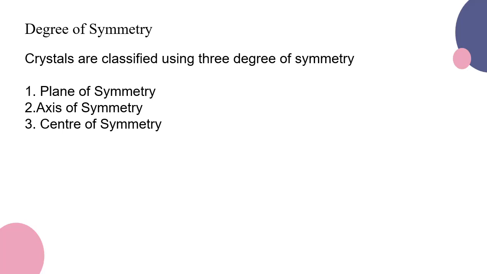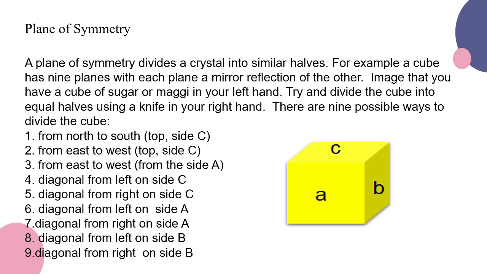1, plane of symmetry. 2, axis of symmetry. 3, center of symmetry. A plane of symmetry divides a crystal into similar halves. For example, a cube has 9 planes, with each plane a mirror reflection of the other.